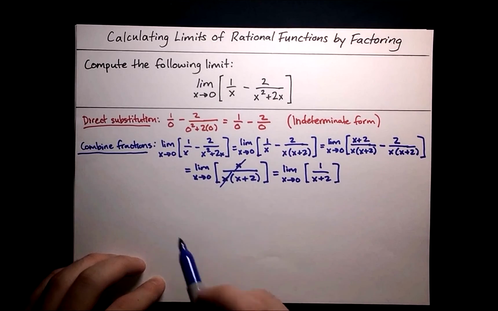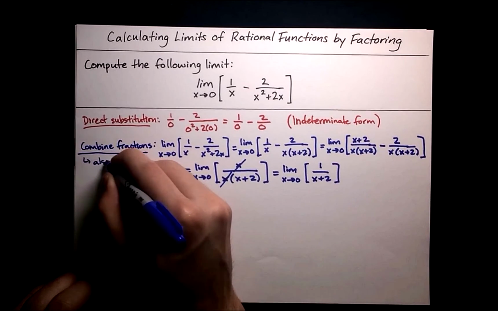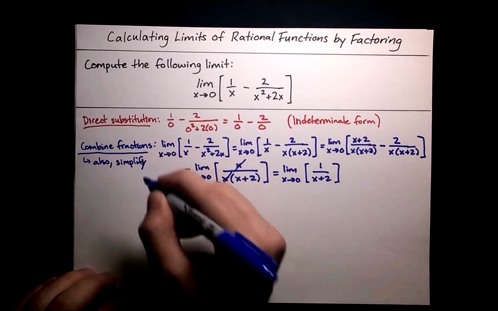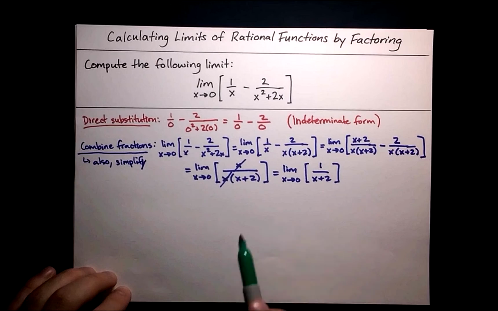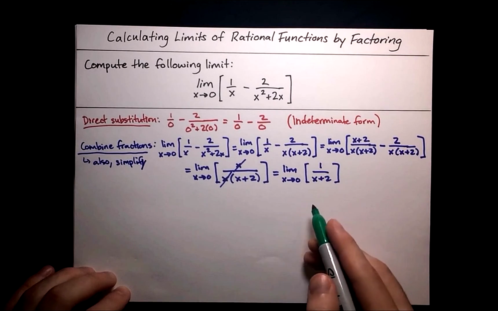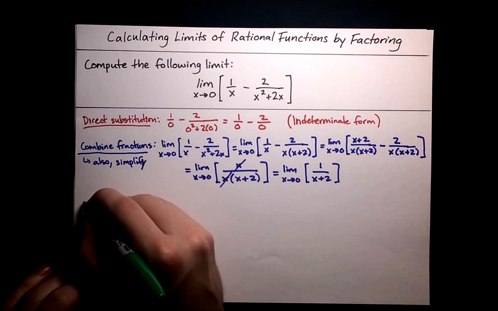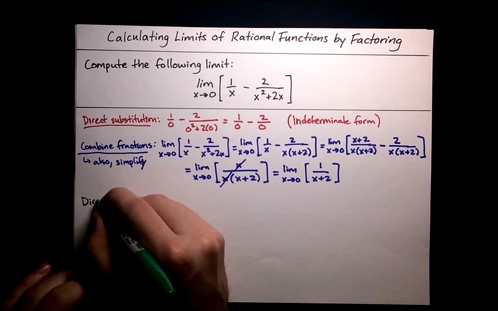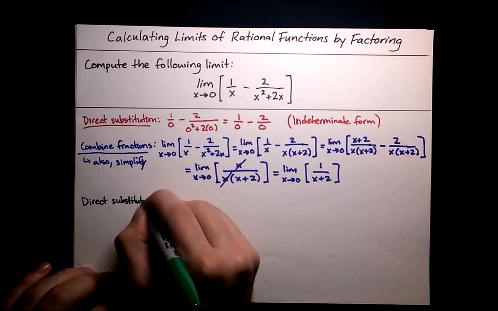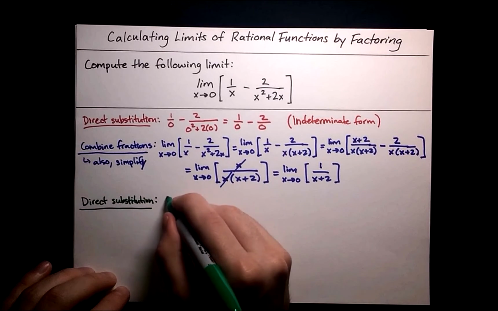So we really did two steps here. We not only combined fractions, we also simplified. The factoring was kind of implicit. It just kind of popped out as we were combining the fractions. Nevertheless, we have our limit in a lot better form now, and we're ready to try direct substitution. Again, let's give it another shot. This time it should work out nicely.